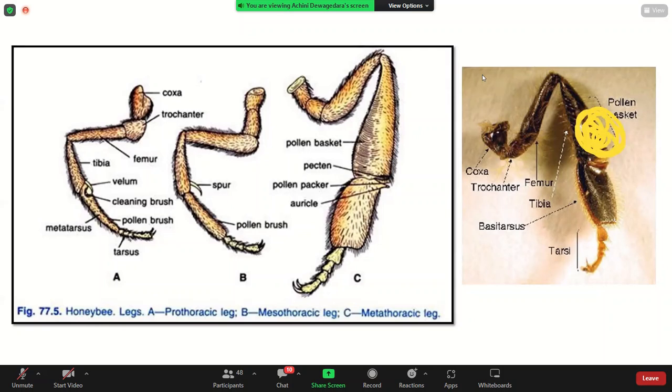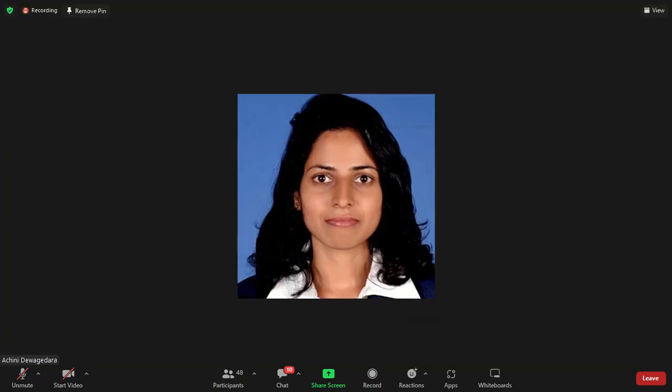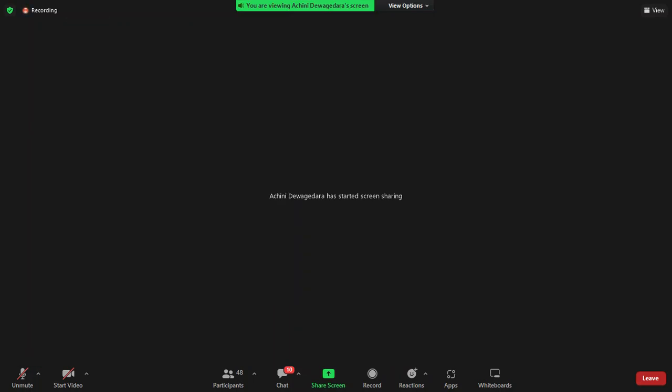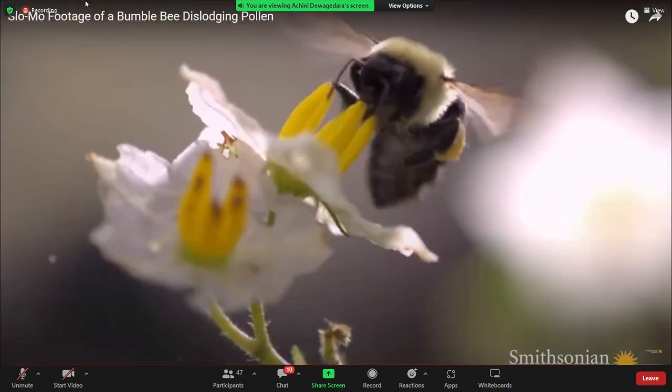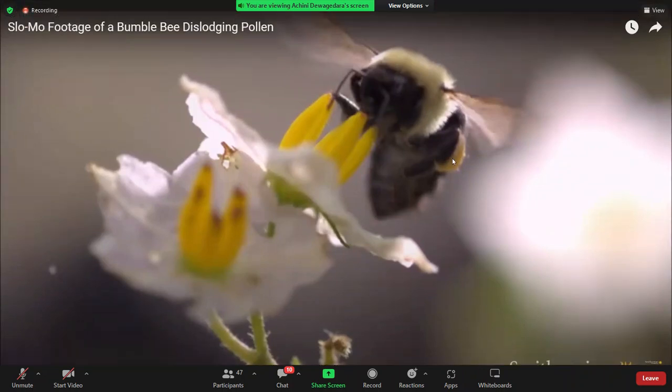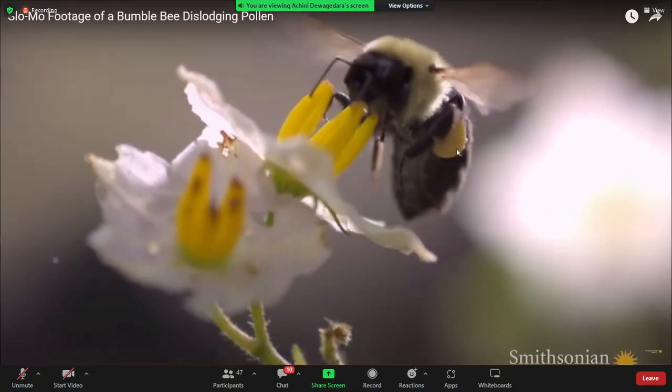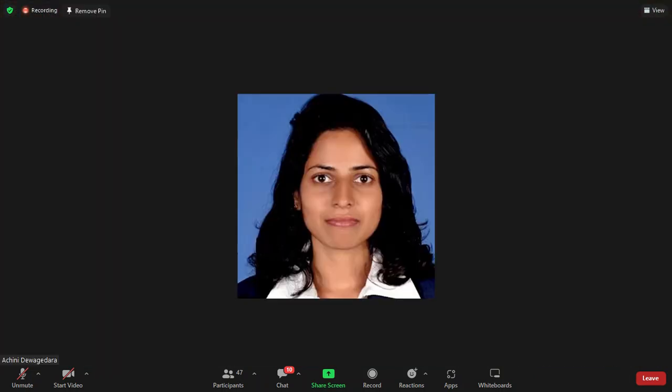Then they carry it to the other flower and the pollination continues. Right? So this is a modification of their legs. The modification is the pollen basket. Right? I will share a video to be more clear. Some bumblebee. Here you can see the pollen basket. This is the pollen basket. Okay, I think you got a clear idea about that.